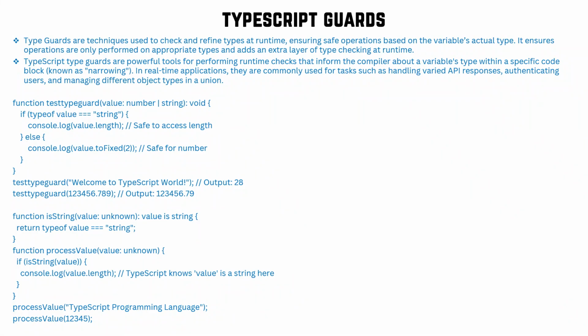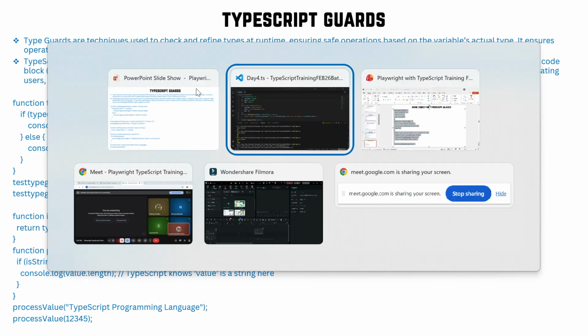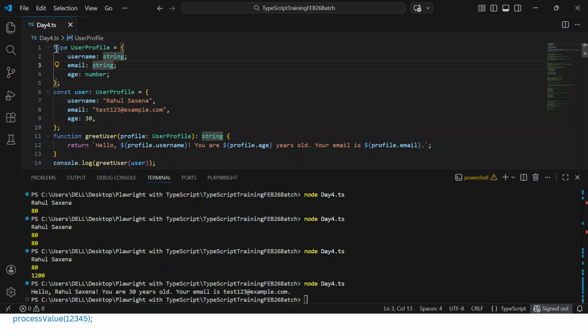Like saving the code. So TypeScript type guards are powerful tools for performing runtime checks that inform the compiler about a variable's type within a specific code block, which is known as narrowing. In real-time applications, they are commonly used for tasks such as handling various API responses, authenticating users, and managing different object types in a union. Okay, let's see the implementation of this part called TypeScript guard.